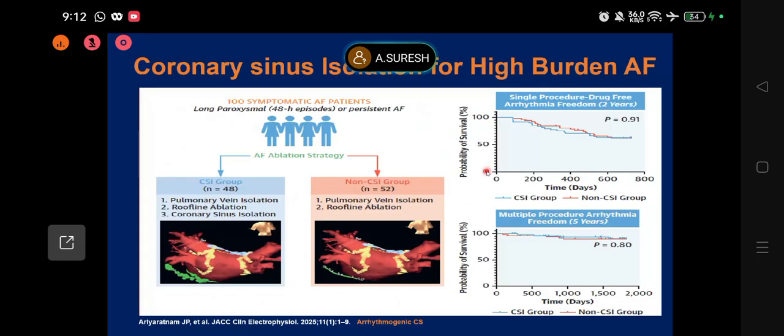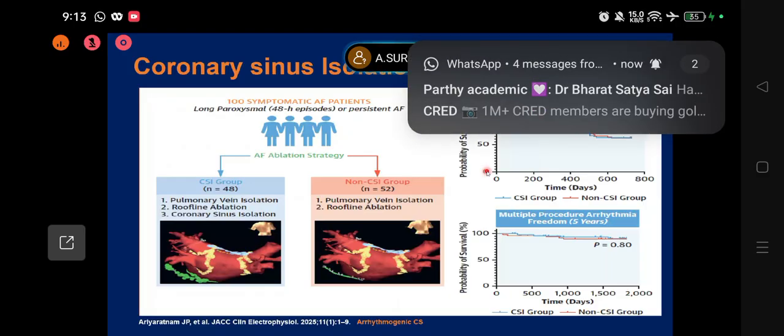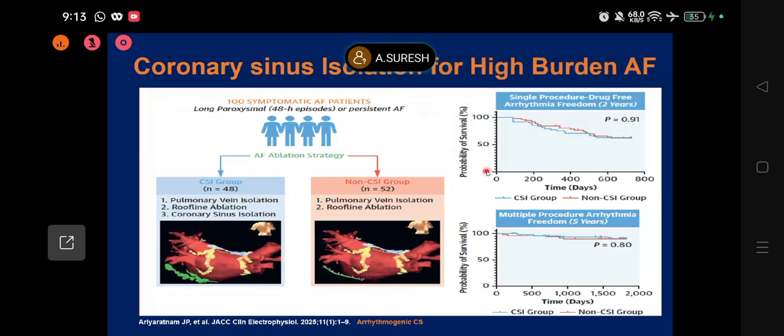This is the latest paper, which compared around 100 patients in humans. It was divided into two groups: in one, coronary sinus isolation was done, and in the other, non-coronary isolation, which means these patients underwent pulmonary vein isolation and roof line. They compared pulmonary vein isolation and roof line with pulmonary vein isolation, roof line and coronary sinus isolation. What they saw was that by doing a coronary sinus isolation, the arrhythmia-free period or the long-term recurrence didn't have much bearing.